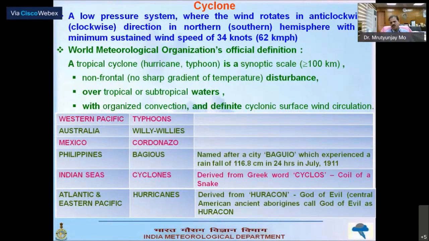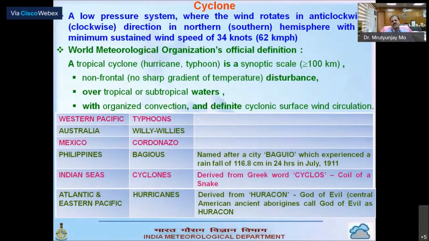All the weather systems are divided into 4 categories. One is called the planetary scale system, which has a size of more than 1,000 kilometers. For example, the southwest monsoon is a planetary scale system because it extends from the USA to Japan. So we say it is a planetary scale system.